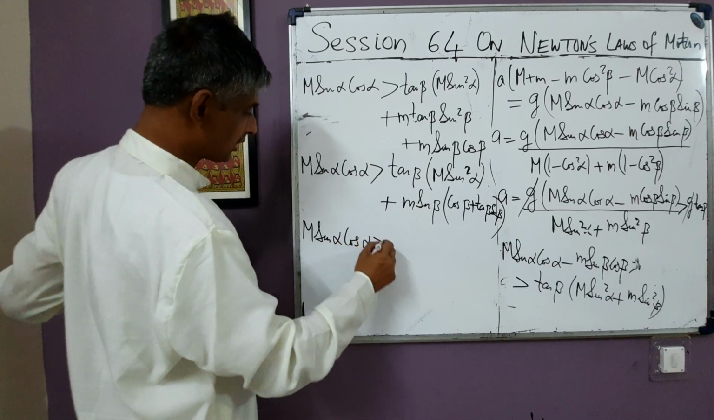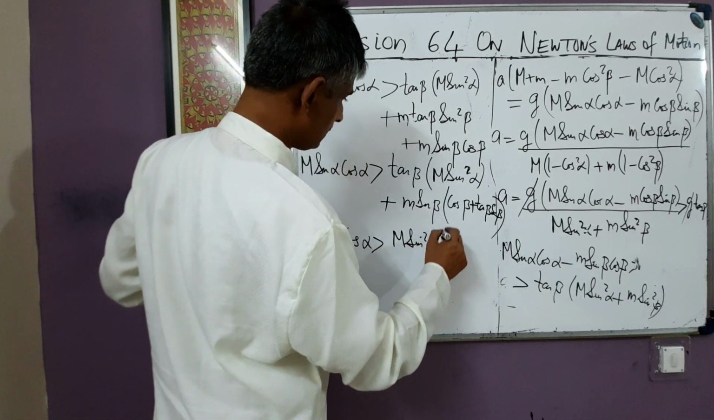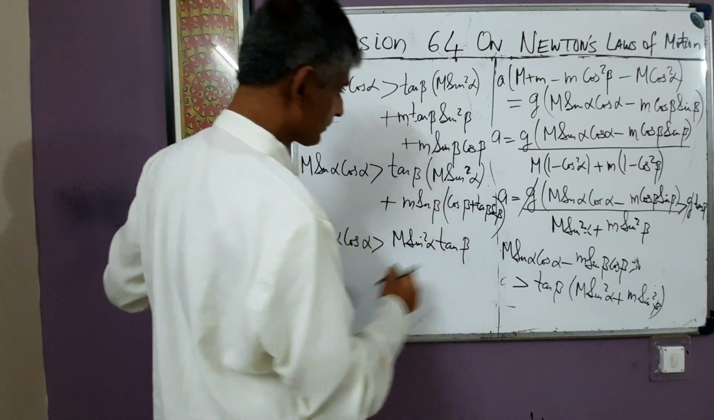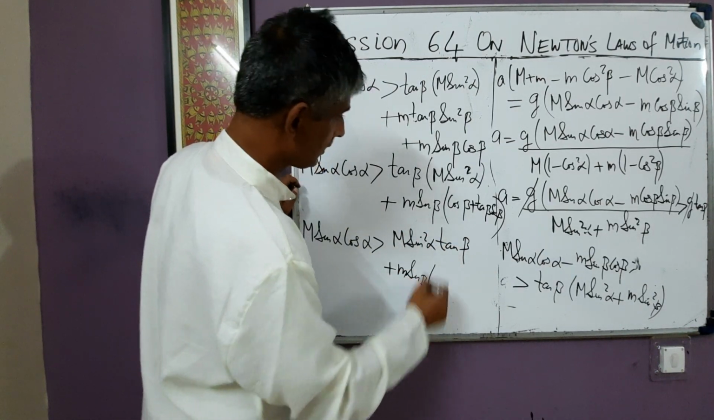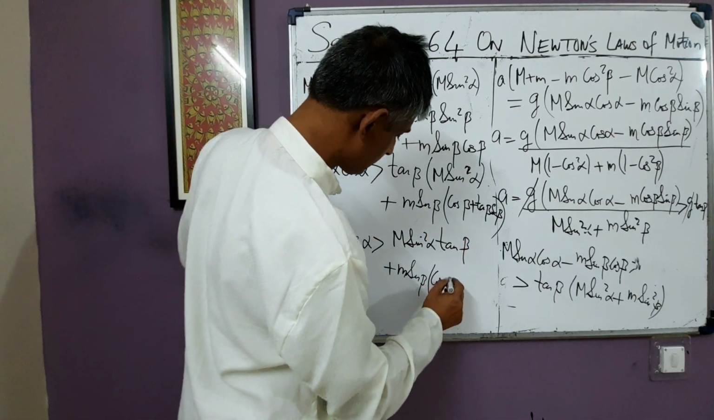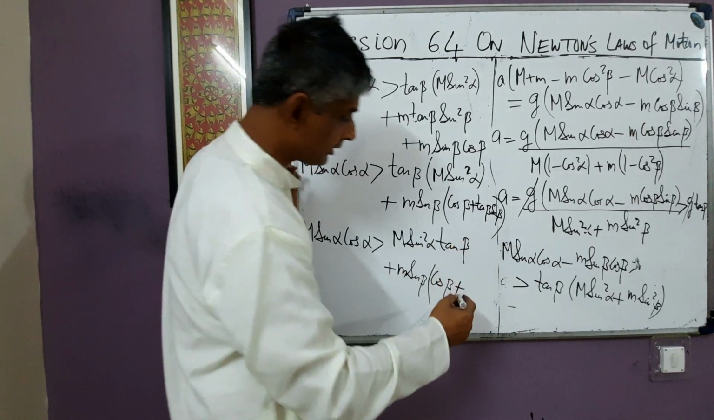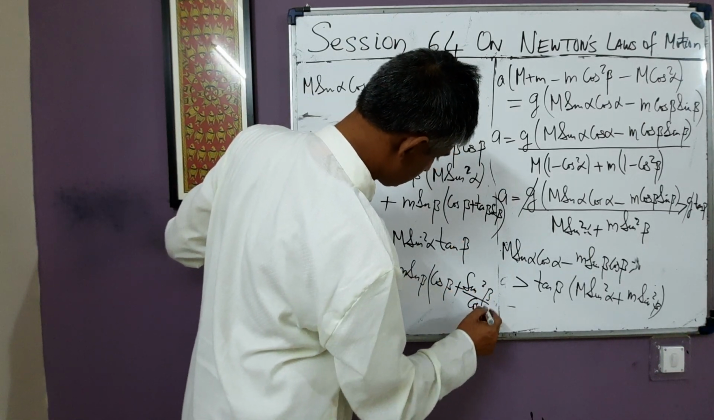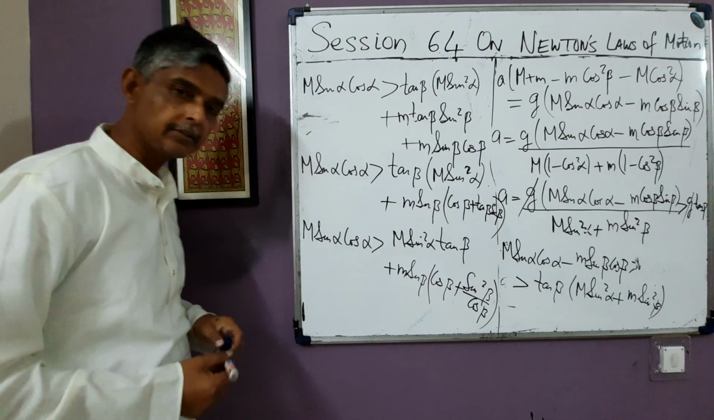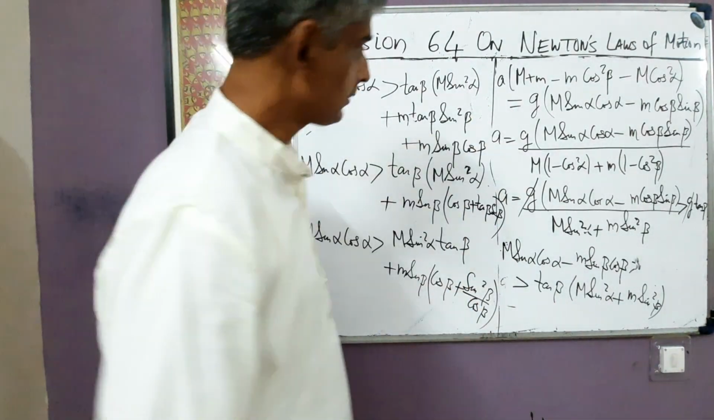m sin alpha cos alpha more than M sin square alpha tan beta. Now plus m sin beta. Now this I write as cos beta. Tan beta becomes sin beta by cos beta. One sin beta is here already. So this becomes sin square beta by cos beta. Okay, fine, all right. Now what I do, I rub this one. Okay.